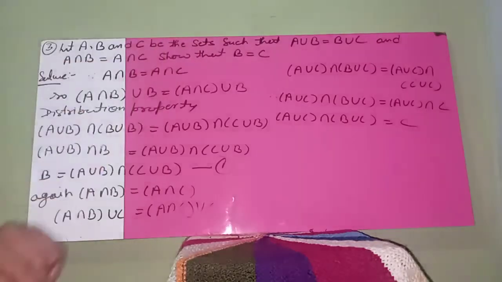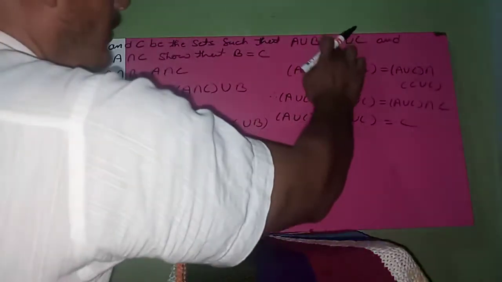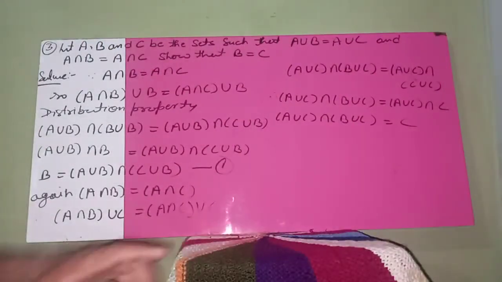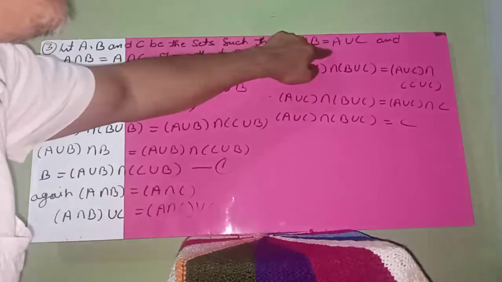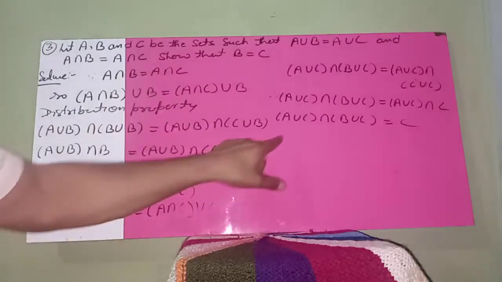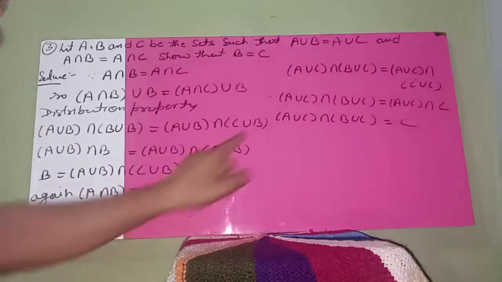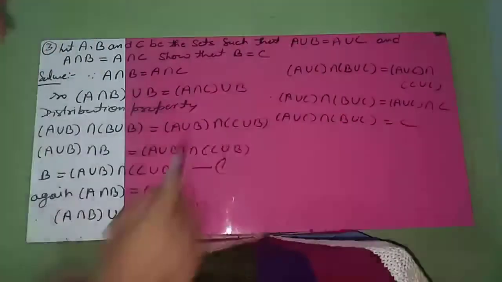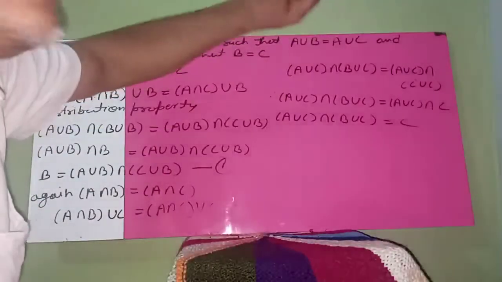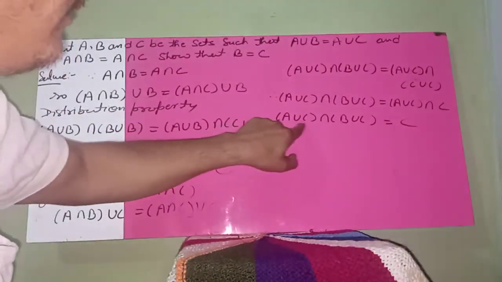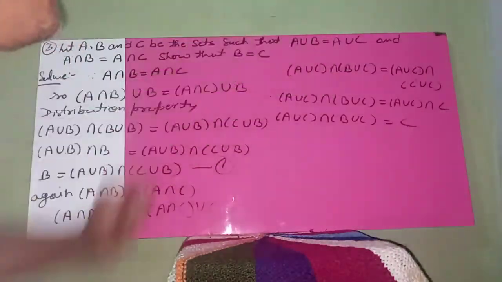Okay, now I think here it is not A union B equal, that is A union C. In the question I made some mistake here, because A union B equals A union C. So what is A union C? A union C equals A union B. That is the mistake here. So I can write here A union C equal A union B.